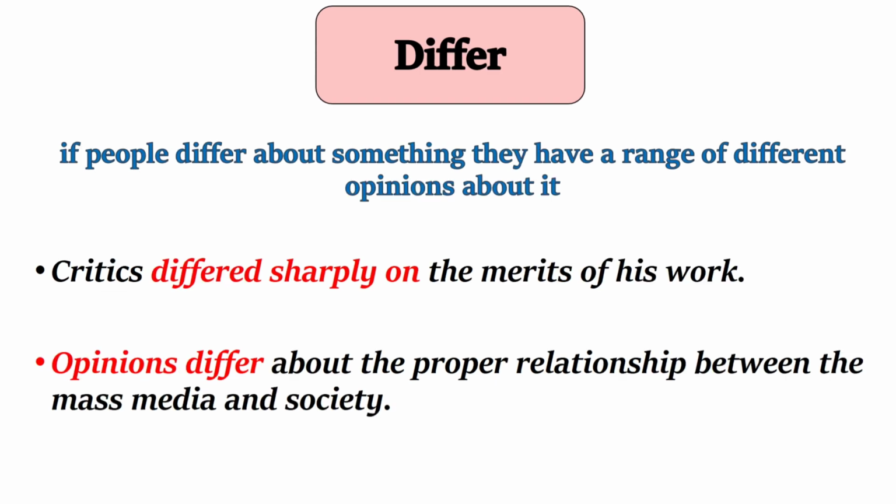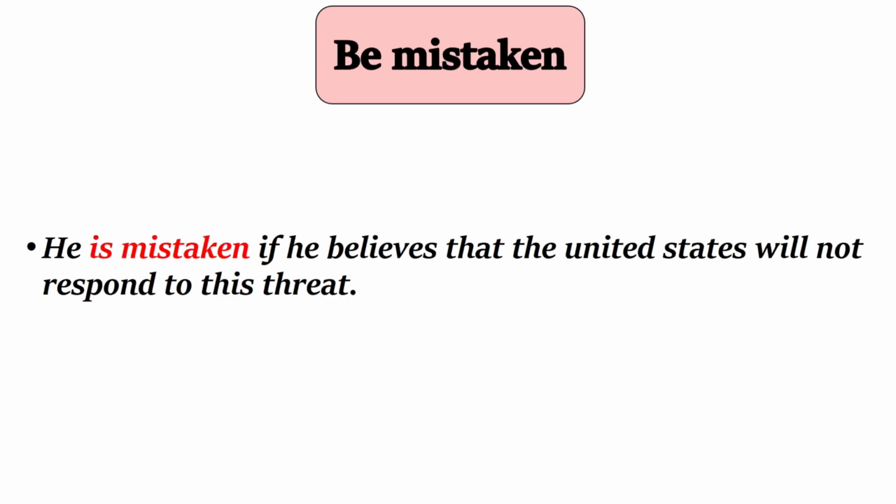4. Differ. If people differ about something, they have a range of different opinions about it. Example: critics differed sharply on the merits of his work. Opinions differ about the proper relationship between the mass media and society. 5. Be mistaken. Example: he is mistaken if he believes that the United States will not respond to this threat.